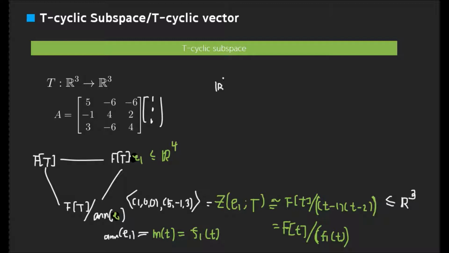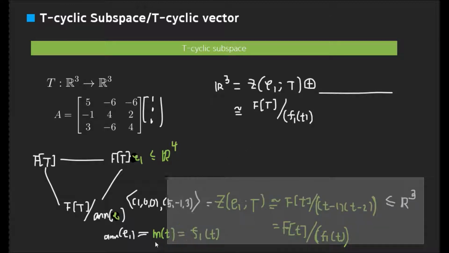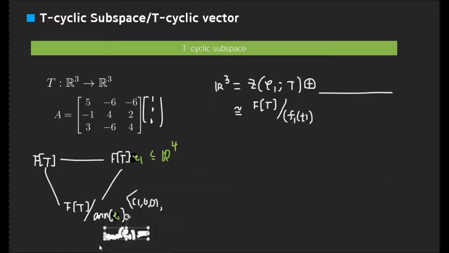R3 is G1(T), and when constructing this, I'll choose a special element here. And note that originally this is isomorphic to F[t] quotient by the annihilator, but I put the annihilator as f1(t). Okay, and I will choose an element here. We remember the characteristic and minimal polynomial consist of t minus 1 and t minus 2.